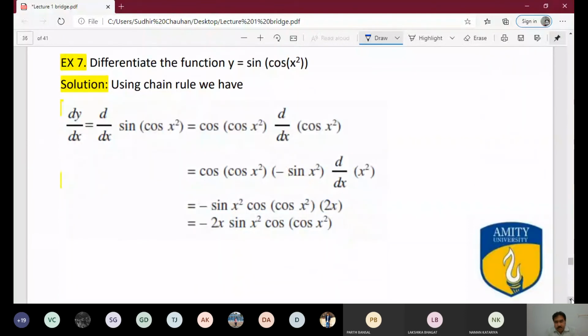So here we have some simple examples of differentiation. Differentiate the function y is equal to sin of cos x square. First we differentiate with respect to sine, so it will be cos. Then we differentiate cos x square, so the differential of cos will be minus sine. And then we differentiate x square with respect to x, so it will be 2x. So finally it is minus 2x sin x square cos of cos x square, keeping it in the argument.